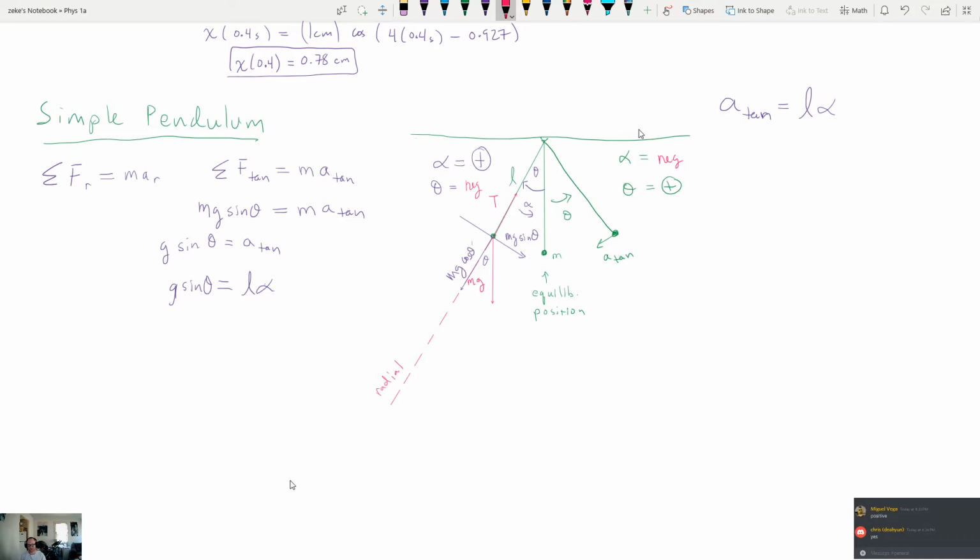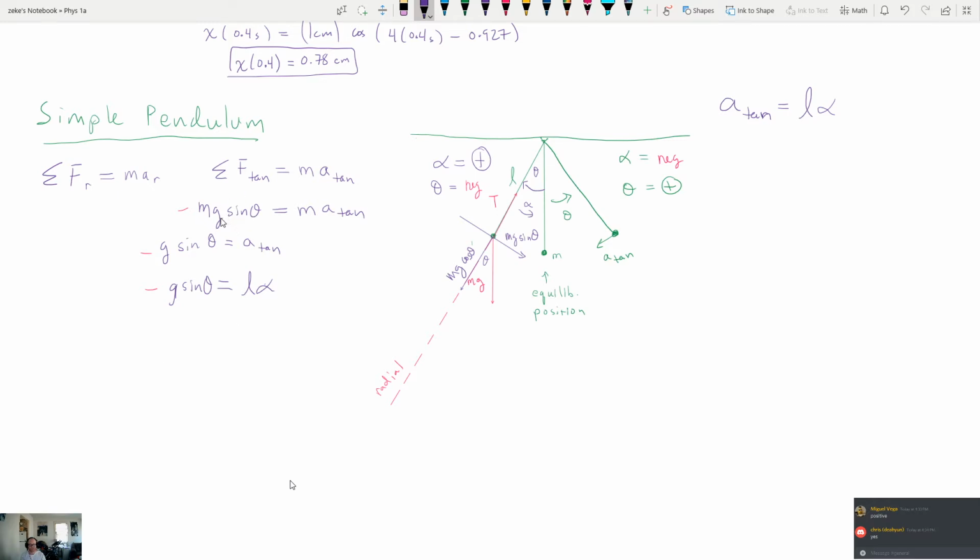Alright. That means that we need to throw a negative sign on our equation right here. So we'll put a negative sign in here, and here, and here. So our equation now is, and this is just because if theta is negative, alpha is positive. If theta is positive, alpha is negative. Okay. All right. Oh, by the way, mg sine theta in this case is the restoring force.